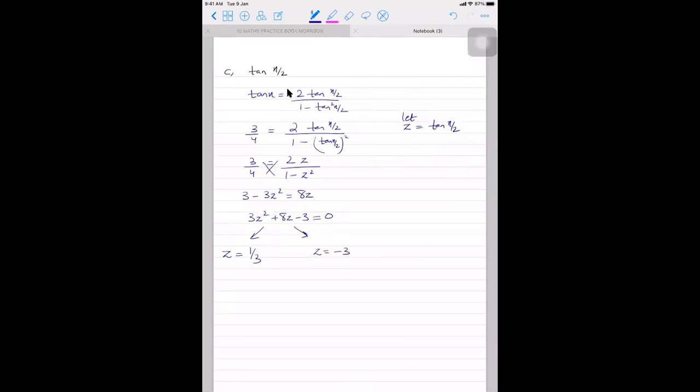So that means tan of x upon 2 is equal to 1 upon 3, and tan of x upon 2 is equal to negative 3. Fine. But I need to find the value of tan x upon 2. Which value would I be accepting? Should I be accepting both values? I think it's only the negative one. It's only going to be negative 3. So that's our answer.